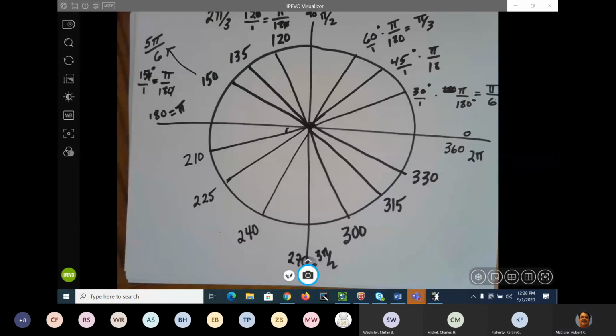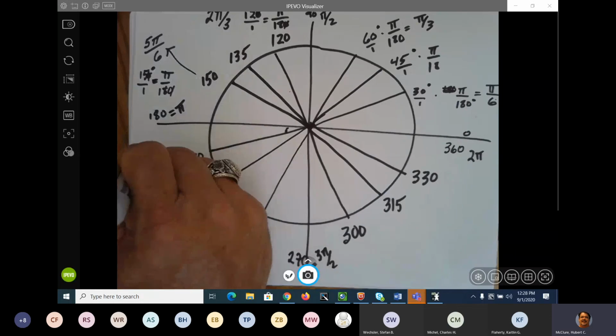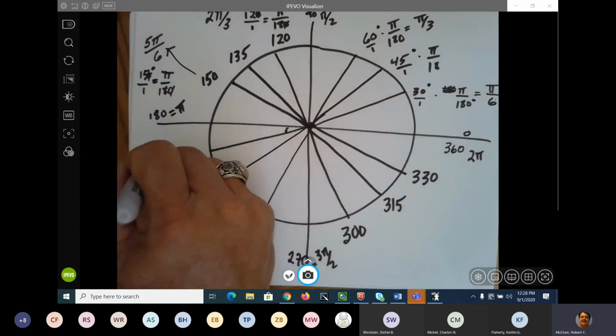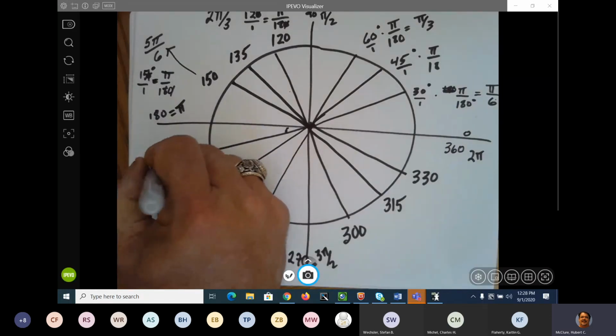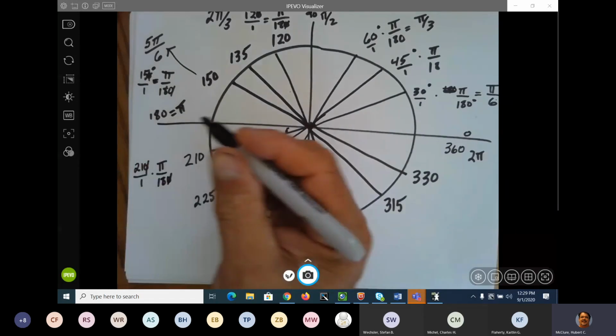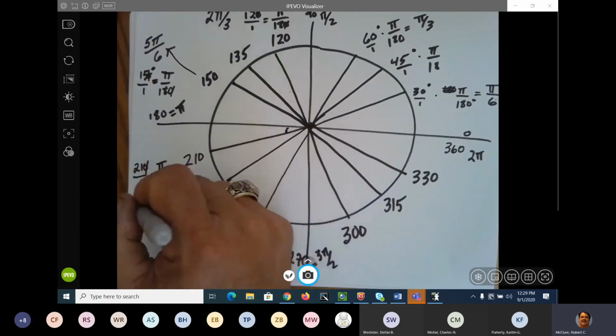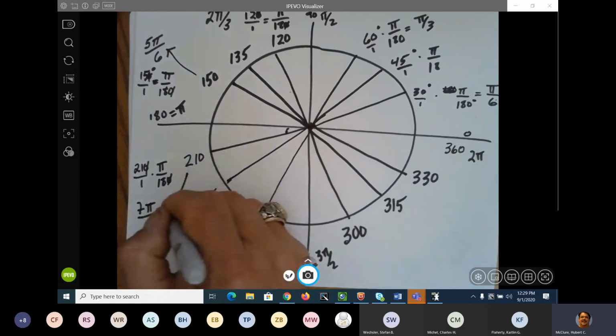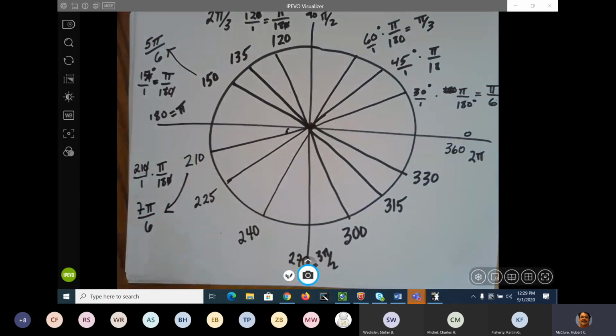Okay? And let's do 210 for good measure. 210 divided by 1 multiplied by pi over 180. That 0 cancels. 3 will go into 21. That's 7 pi over 6. So 210 is 7 pi over 6.